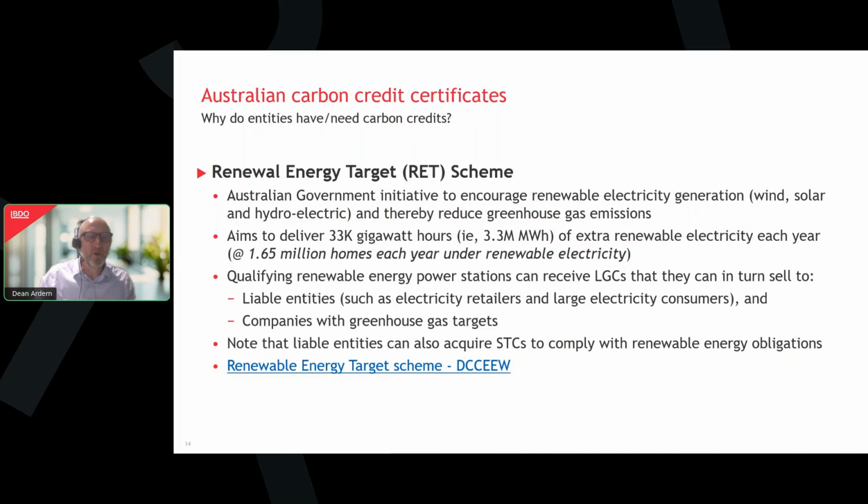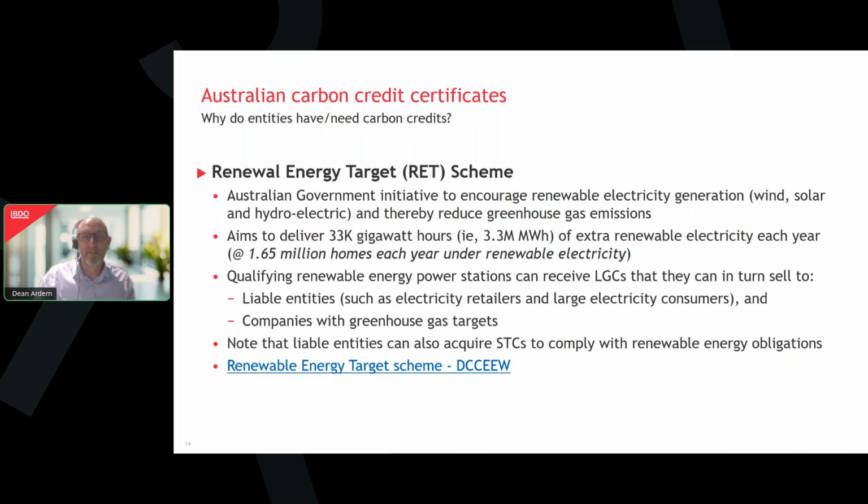Now, qualifying renewable energy power stations can also receive LGCs, and I'll come to talk about them in a second, but they can then sell those to liable entities. Now, typically energy retailers, who themselves have obligations around greenhouse gases, may have to meet that through carbon credits and actually surrendering those. But also large electricity users have those obligations in terms of the carbon credits and also the emissions. You'd also find that companies are likely to take it out of those with greenhouse gas targets.